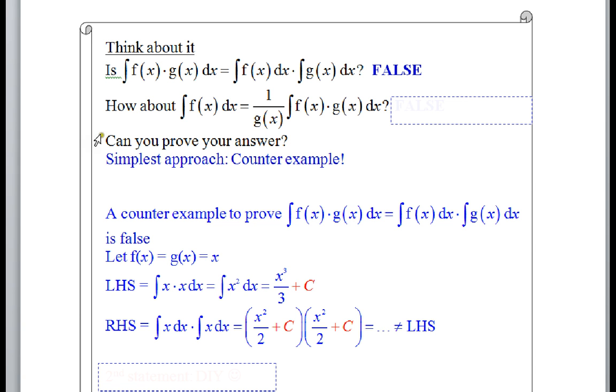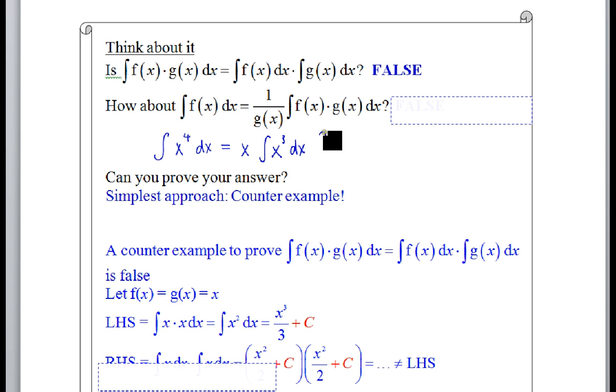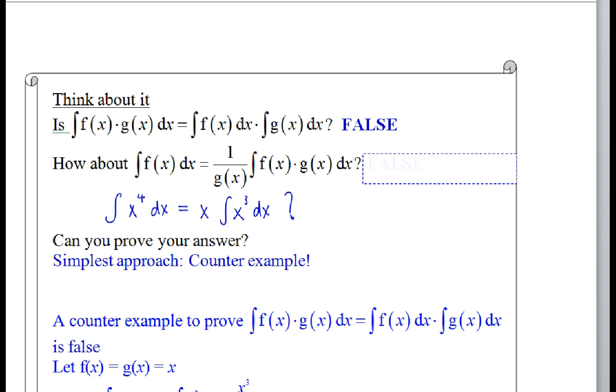Let's take a look at the second statement here. Let me use a simple example. Let's say, for example, if I have the integral of x to the 4 dx, can I just factorize x out and integrate x cubed dx? Can I factorize the x like that? This is all we're saying. Can we factorize this x out of the expression like that? Can or cannot? Can, try. Like that, can?